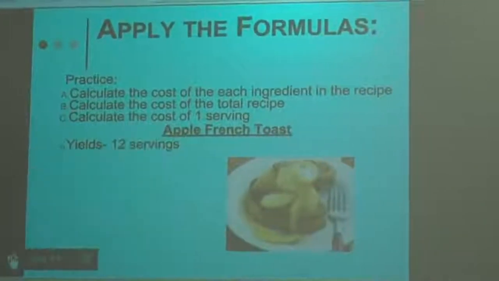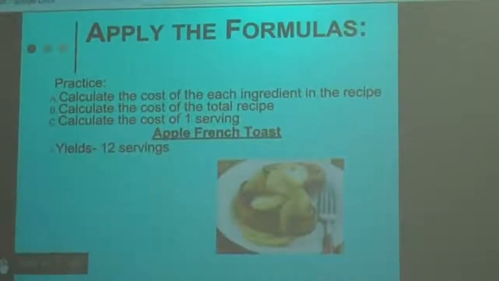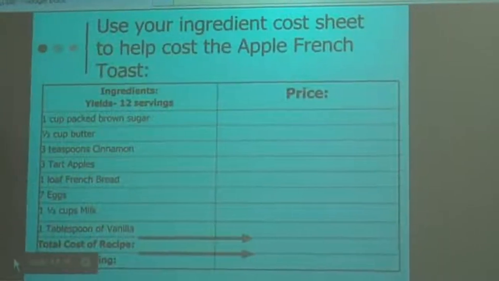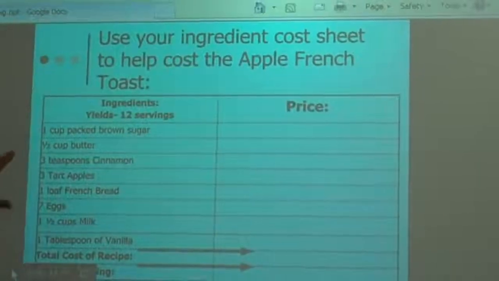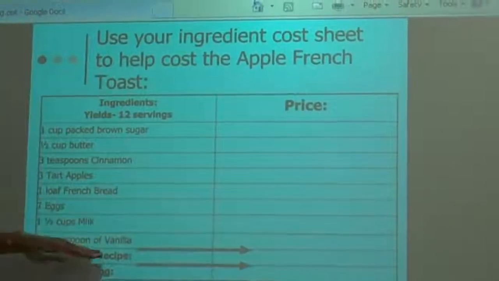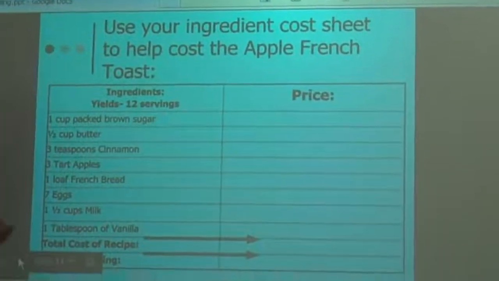We sell apple French toast at Giavicino, and this recipe here makes 12 servings. So what you're going to do is refer to the ingredient list that you have and compute the cost of all of these ingredients, and then we will be back to check your work.